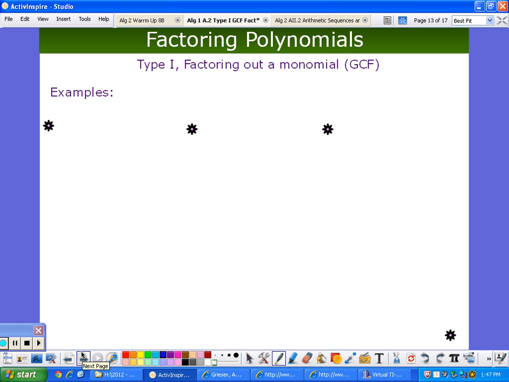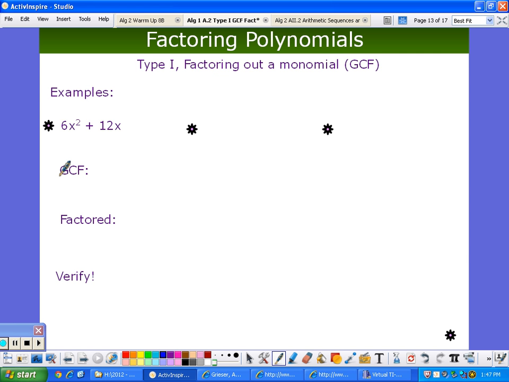So let's look at an example here. I'm on the back now. You're hopefully following along. Here's an example: 6x squared plus 12x. Lovely little polynomial. What's the degree of this polynomial? 2. How many terms? Leading coefficient? Excellent. Okay, greatest common factor.